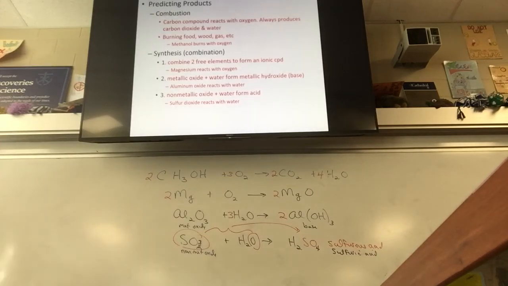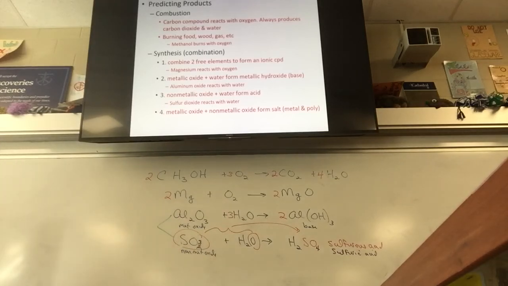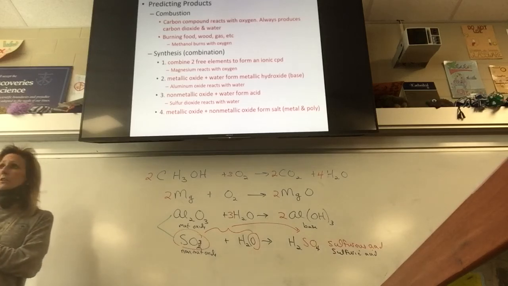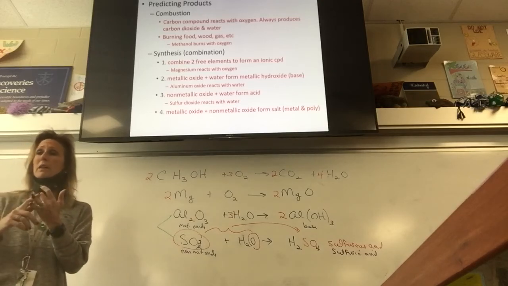Then the last type of synthesis reaction is kind of taking these two synthesis reactions and combining them together. So we're taking a nonmetallic oxide and combining it with a metallic oxide, and together those are going to form a ternary ionic compound of a metal with a polyatomic ion.